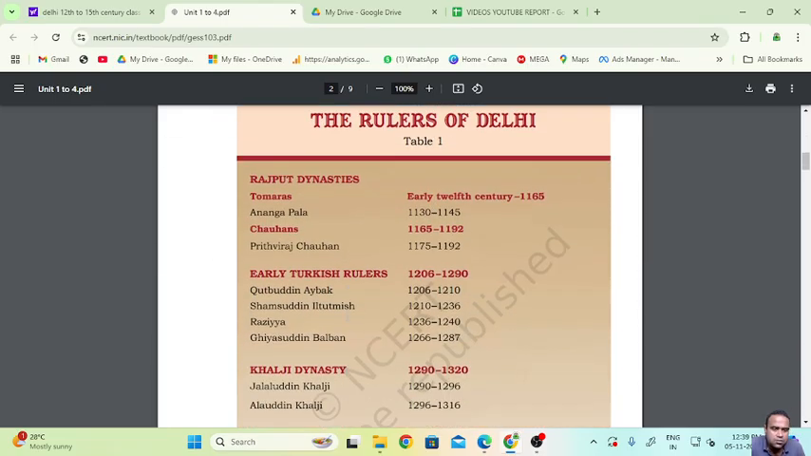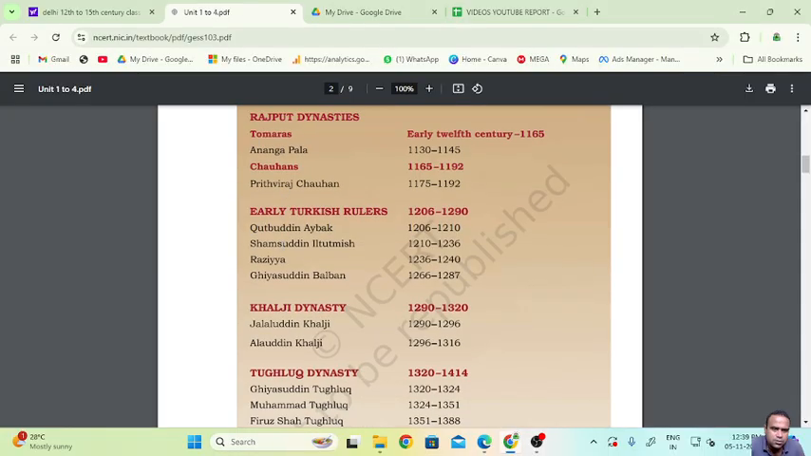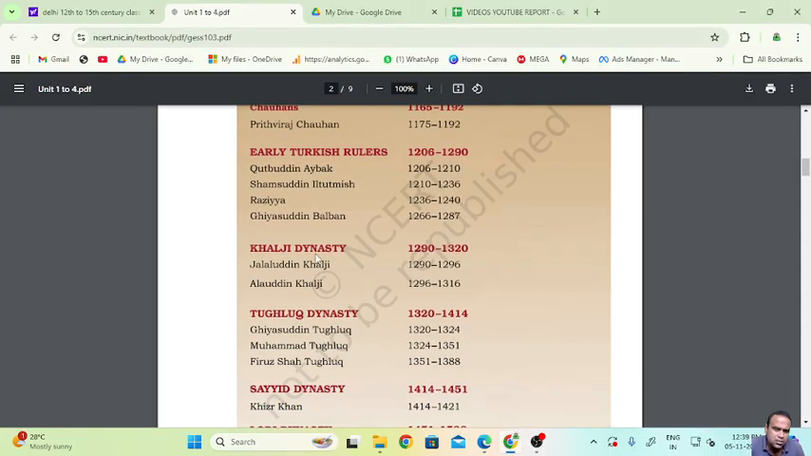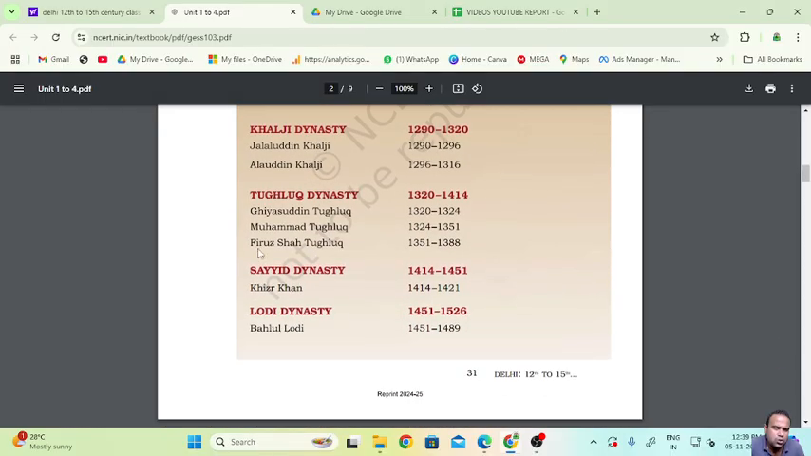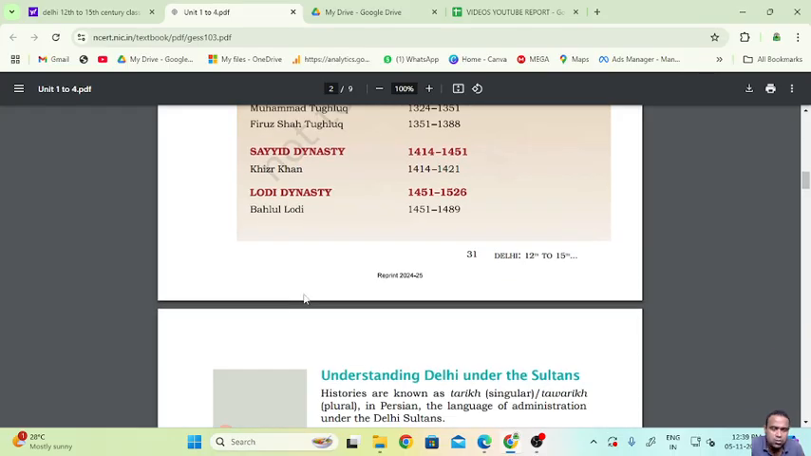These were the rulers of Delhi: Tomaras, Chauhans, Prithviraj Chauhan, early Turkish rulers, Khilji dynasty, Jalaluddin Khilji, Tughlaq dynasty, Muhammad Tughlaq, Firoz Shah Tughlaq, Ghiyasuddin Tughlaq, Sayyid dynasty, Khizr Khan, Lodi dynasty, Bahlul Lodi. Okay, and then after 1526, the Battle of Panipat happened and the Mughals came.